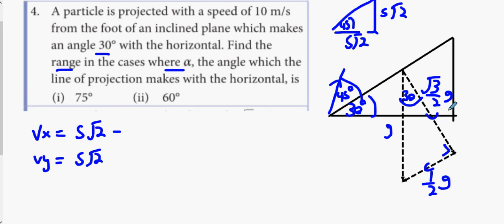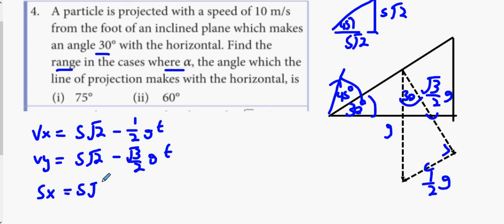Alright, so we're going down and to the left. Is that okay with you guys? Now, let's keep going. So we're going to have Vx equals 5 root 2 minus half g t. Vy is going to be minus root 3 over 2 g t. Sx is 5 root 2 t minus half of that, so it's going to be a quarter g t squared.